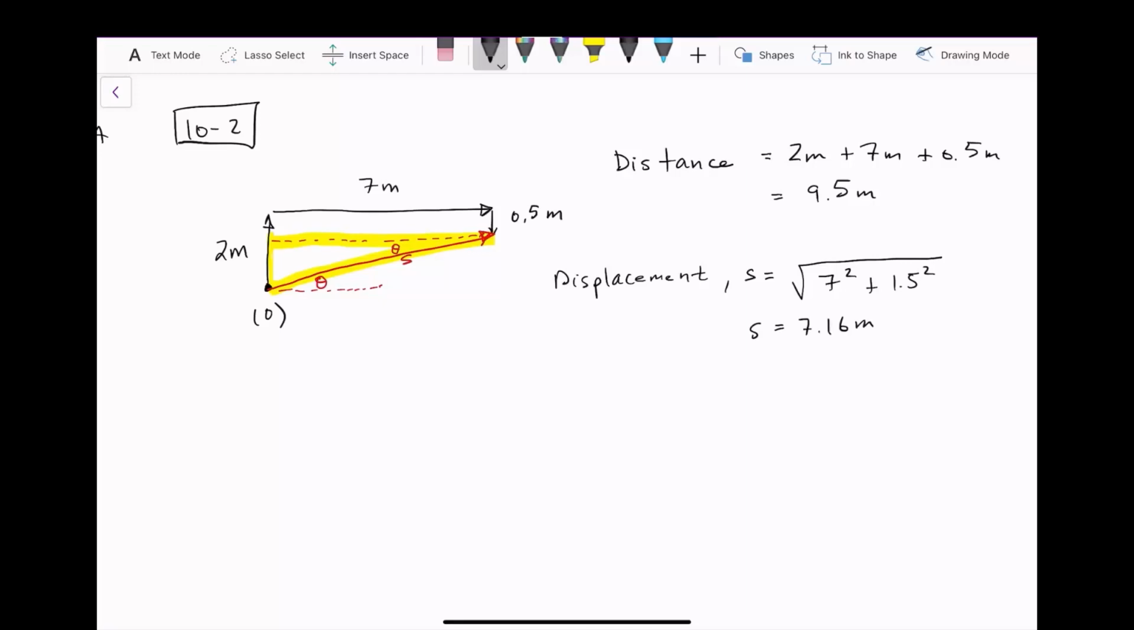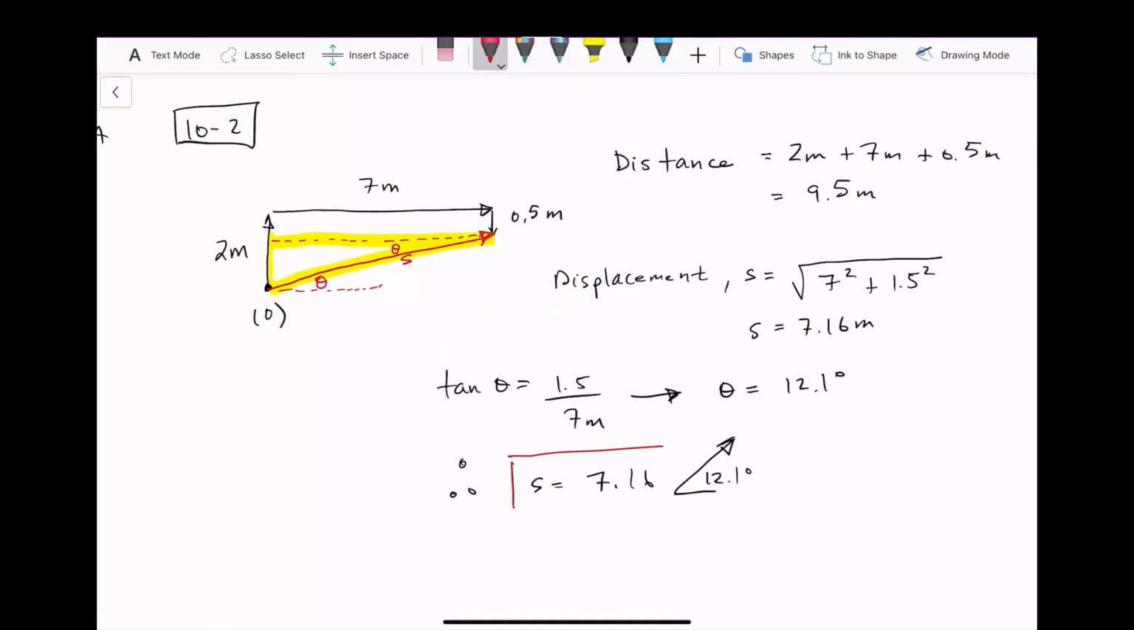As I said, we need to figure out what theta is. So again, we just use tan theta is equal to opposite, which is 1.5, over adjacent, which is 7 meters. So we can find that theta is equal to 12.1 degrees. Therefore, S is equal to 7.16 at an angle of 12.1 degrees. And as always, try to either highlight or put a big red box around your final solution.